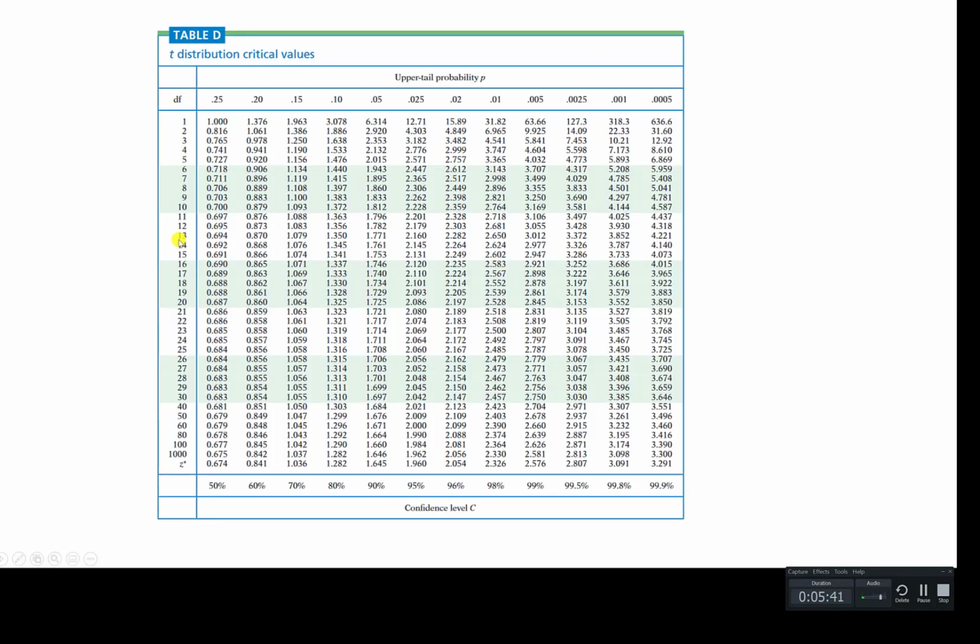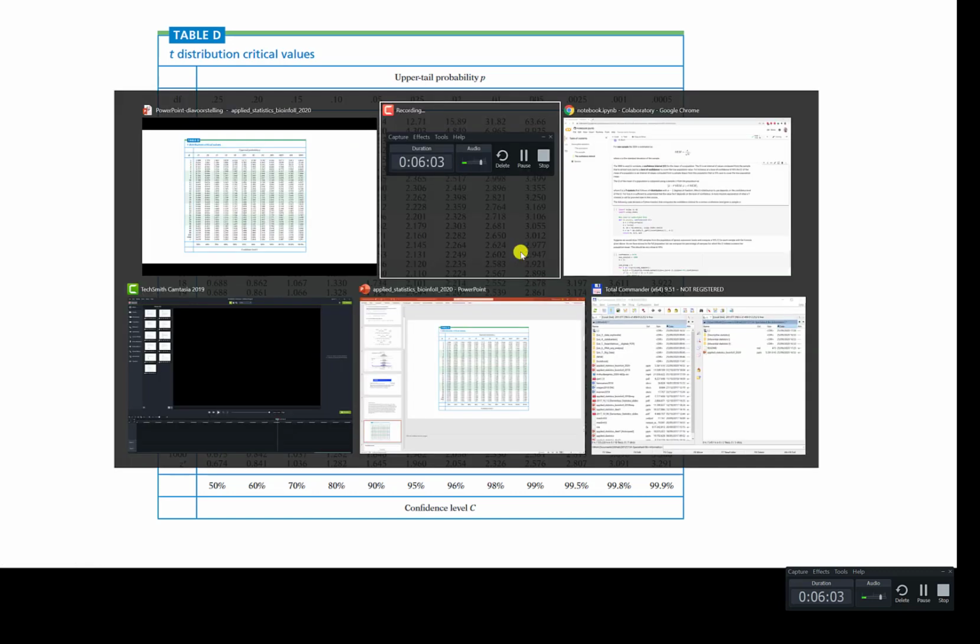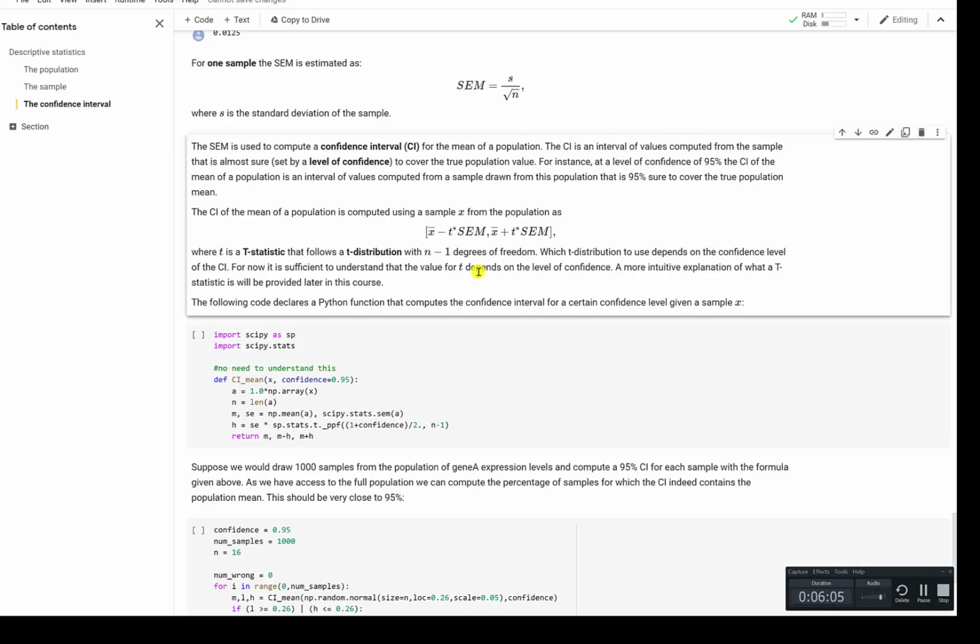So here we have values for t for different sample sizes. And here we also have the level of confidence that we wanted the confidence interval to have. Let's say that's 99%. Then we can look up here depending on the sample size. Let's say we have 16, and I would go for the 15. So that would be my value for t that I would use here, right? So that's how you compute this confidence interval.